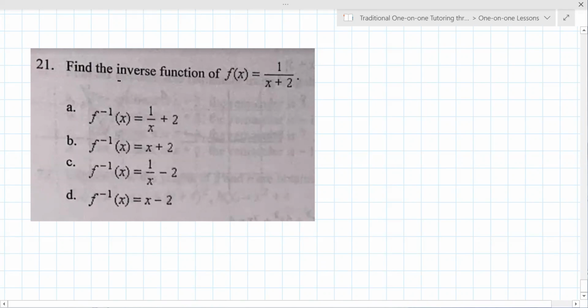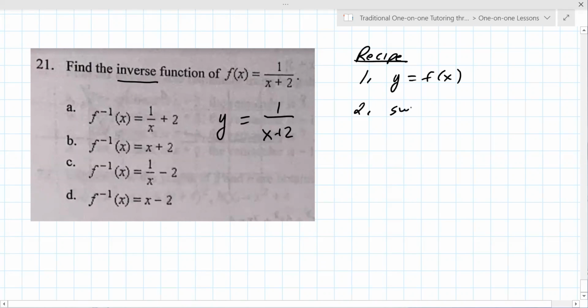So to find an inverse, there's a recipe with some steps. One of the steps is you replace f of x with y, so it becomes y equals 1 over x plus 2. Step 2 in our recipe is you switch x and y. So x equals 1 over y plus 2. Third, you solve for y. That's the most difficult step, the one that takes the most time.